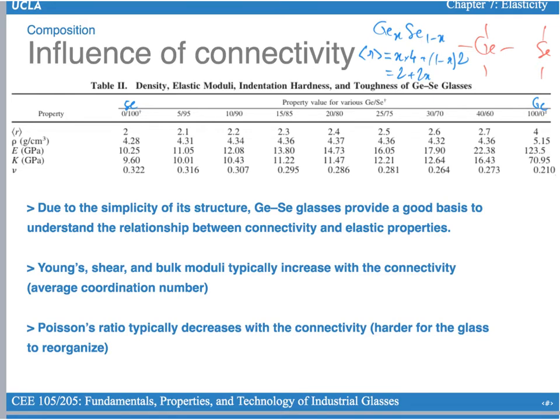On the other hand, this is the opposite for the Poisson's ratio. If the connectivity is increasing, then it becomes more and more difficult for the atoms to reorganize. So it becomes more and more difficult for the glass to expand laterally when you apply uniaxial pressure, uniaxial compression. In that case, it means that the Poisson's ratio will be decreasing as you increase the connectivity. You go from a Poisson's ratio of around 0.32 up to a Poisson's ratio of 0.21 for pure germanium, when it becomes very difficult for the atoms to reorganize and to expand laterally.